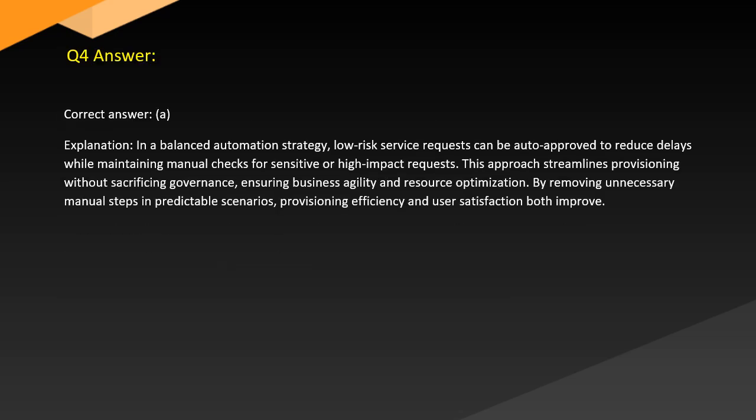Answer. Correct answer: A. Explanation. In a balanced automation strategy, low-risk service requests can be auto-approved to reduce delays while maintaining manual checks for sensitive or high-impact requests. This approach streamlines provisioning without sacrificing governance, ensuring business agility and resource optimization. By removing unnecessary manual steps in predictable scenarios, provisioning efficiency and user satisfaction both improve.